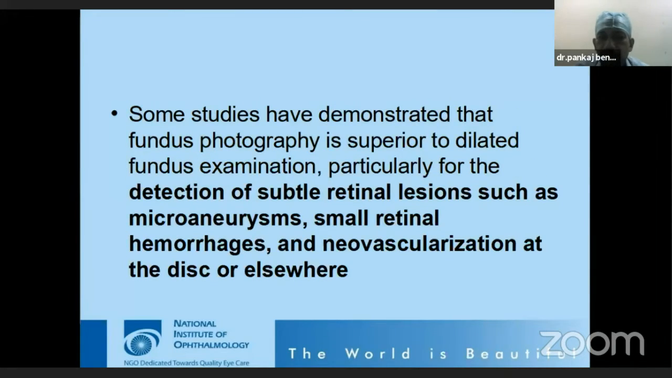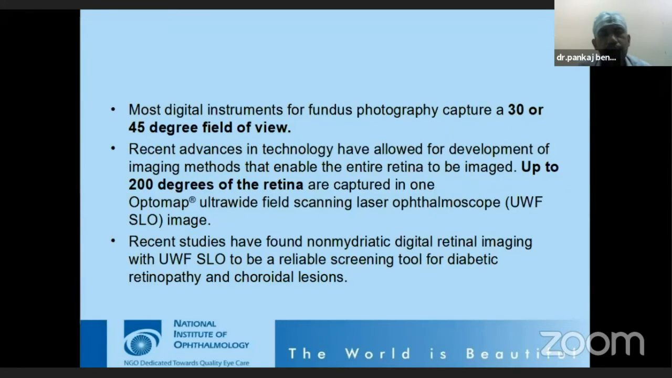Some studies have demonstrated fundus photography is superior to dilated fundus examination, particularly for detection of subtle retinal lesions such as very early microaneurysms, small retinal hemorrhages, and neovascularization at the disc or elsewhere. This kind of early diagnosis of diabetic retinopathy is where we can make a difference by asking them to have tighter control of diabetes. Detecting things in time, and the lead time this provides, really works in the patient's favor. That's why routine fundus photography should be important for all busy practitioners, especially the private practitioner.